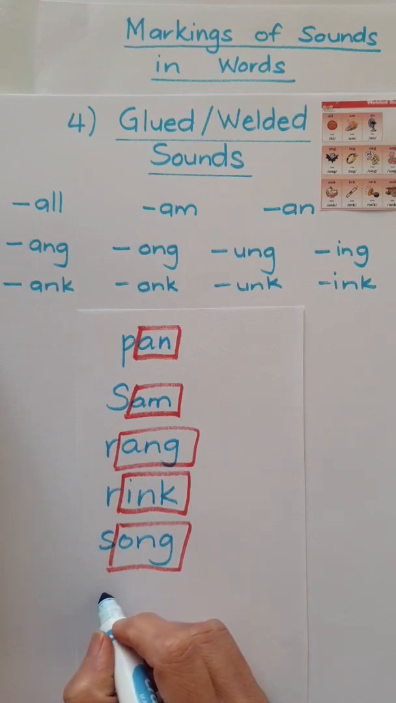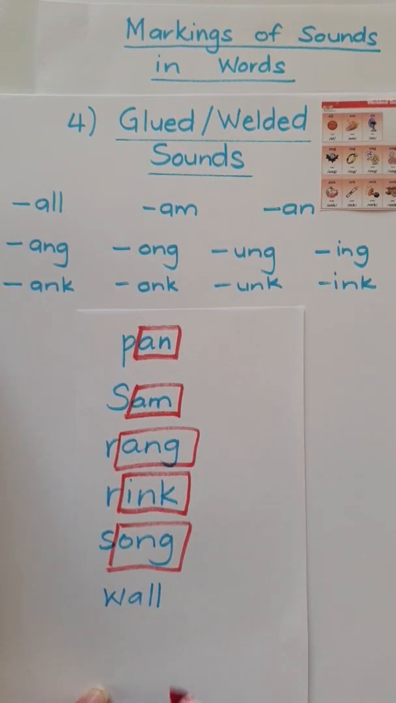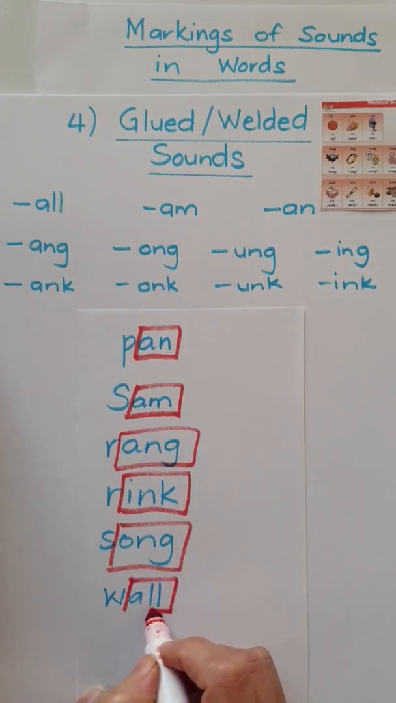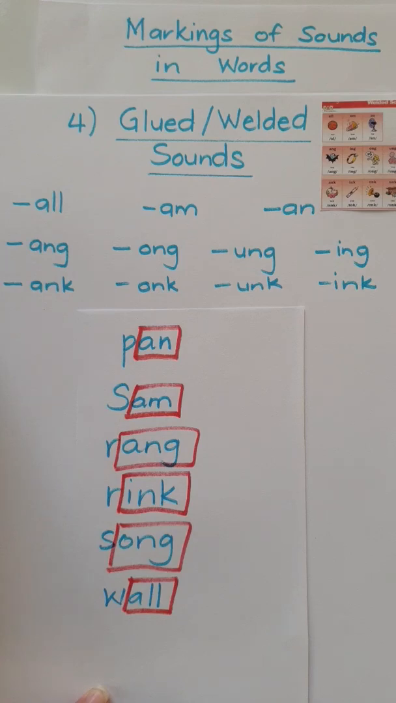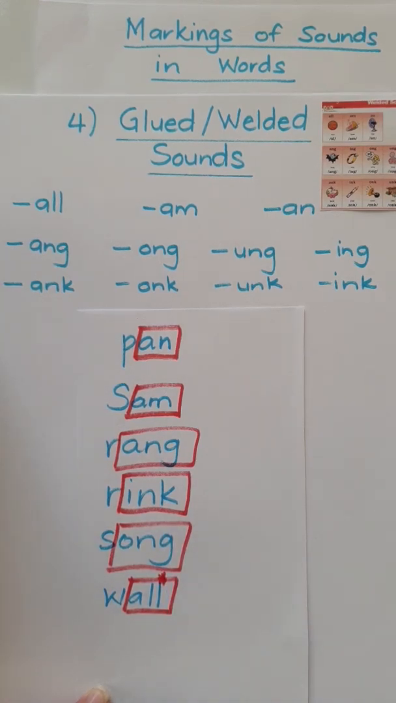And we're going to look at the word wall. Now, in wall, the glued or welded sound is the all sound, but we also know that there's a bonus letter, so we star the bonus letter L. And that's how we mark glued or welded sounds, and if it includes a bonus letter, we also star the bonus letter.